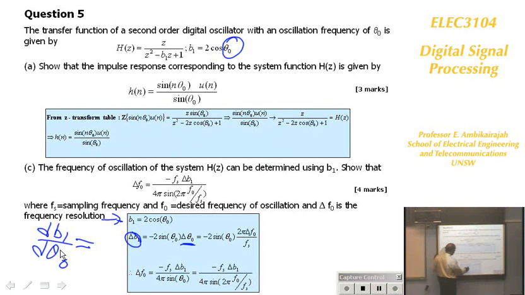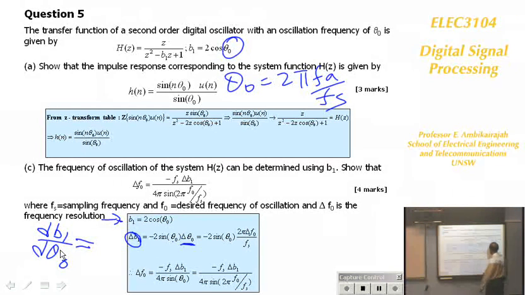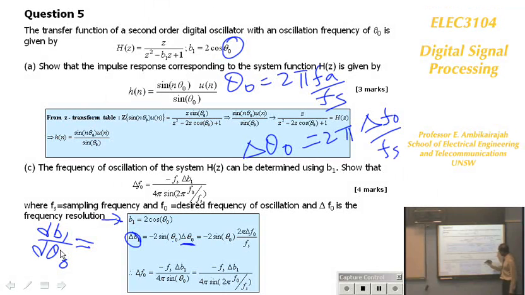And we know that delta theta naught, what is theta naught? Theta naught is 2 pi F naught over Fs. So you can say delta theta naught, if you want, is equal to 2 pi delta F naught over Fs. So that's what I've done here. And if you substitute that, and then you just cross multiply, you get delta F naught become this. This is your frequency resolution.